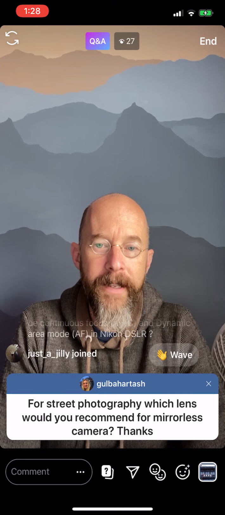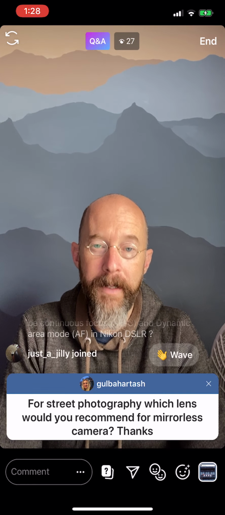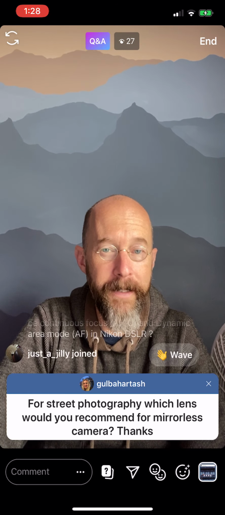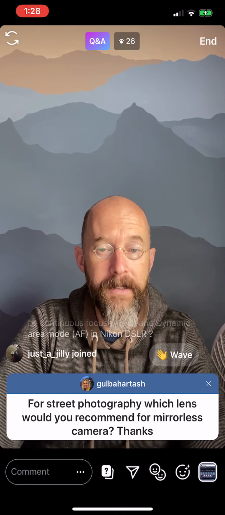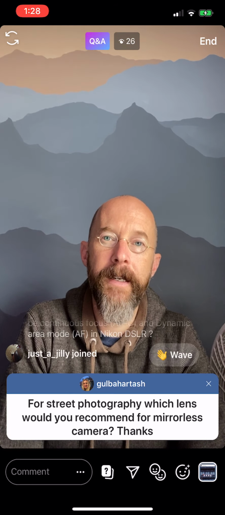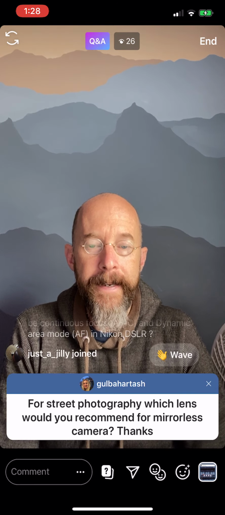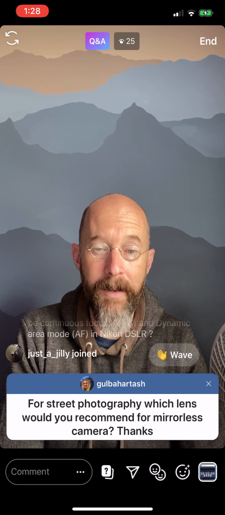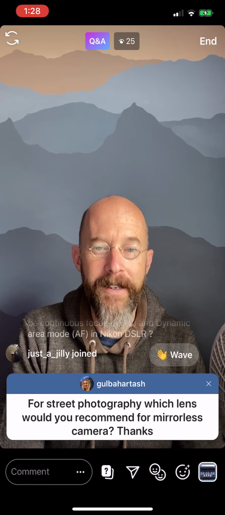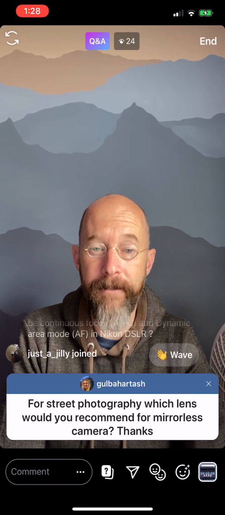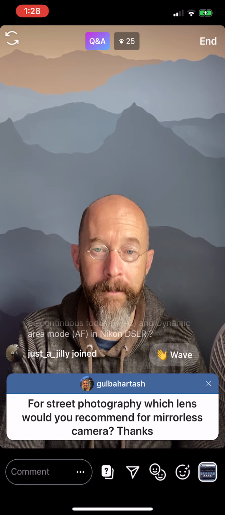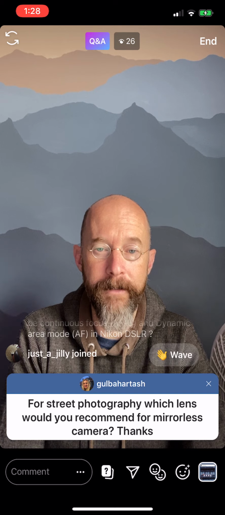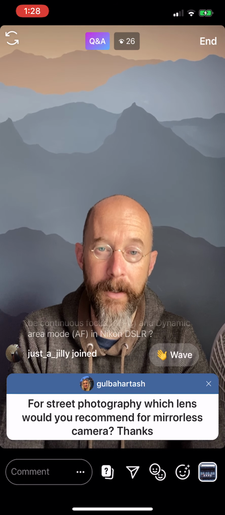For street photography, which lens would you recommend for mirrorless cameras? Yes, a 23mm. Fujifilm make a really great 23mm f2. That's the one I use. The reason is, my assumption is that the mirrorless camera you're talking about is APS-C size, the middle size of sensor. If you are using a full frame mirrorless, for example from Sony, Canon or Nikon, then you'd be using a 35mm prime lens.